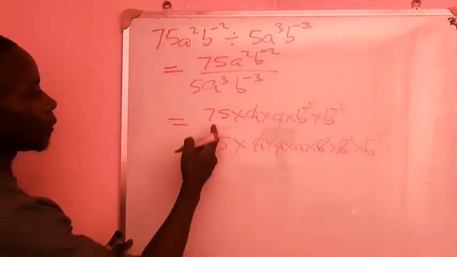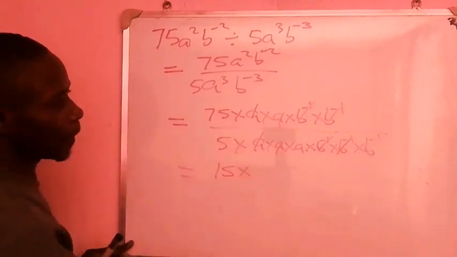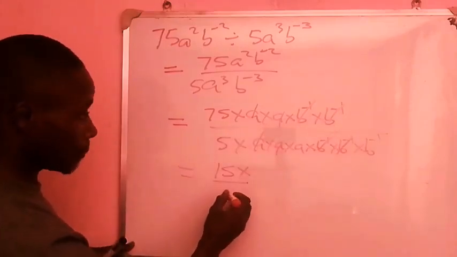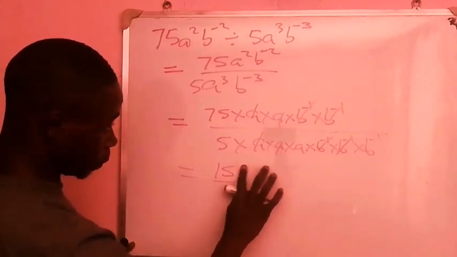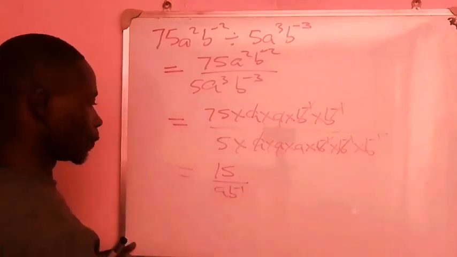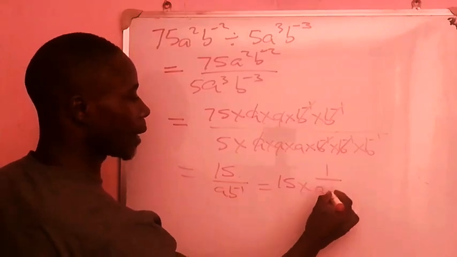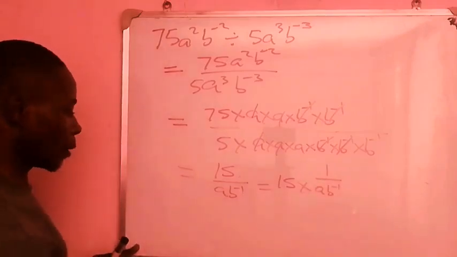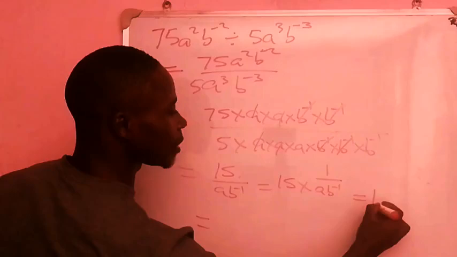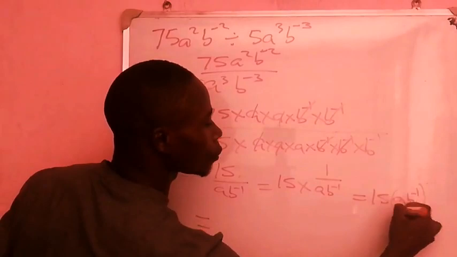So we are left with 75 divided by 5, which gives us 15, and then we are left with nothing from the top, so this will be all over a times b to the power of minus 1. By implication, this will be 15 times 1 all over a b raised to the power of minus 1. This is a reciprocal, so it will be the same thing as 15 times a, with b to the power of minus 1 all to the power of minus 1.